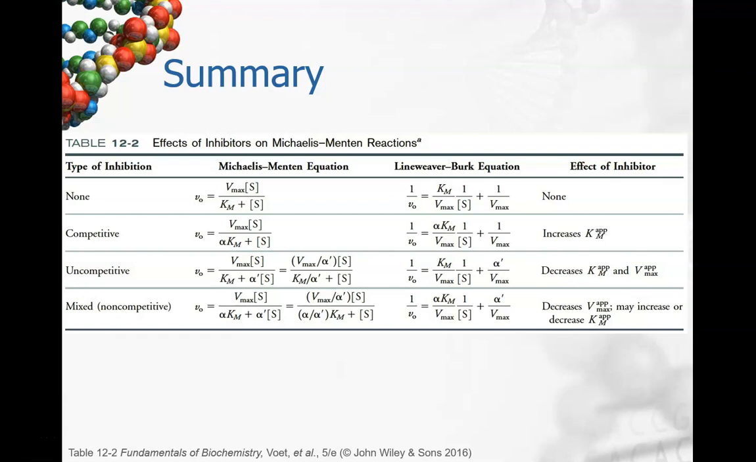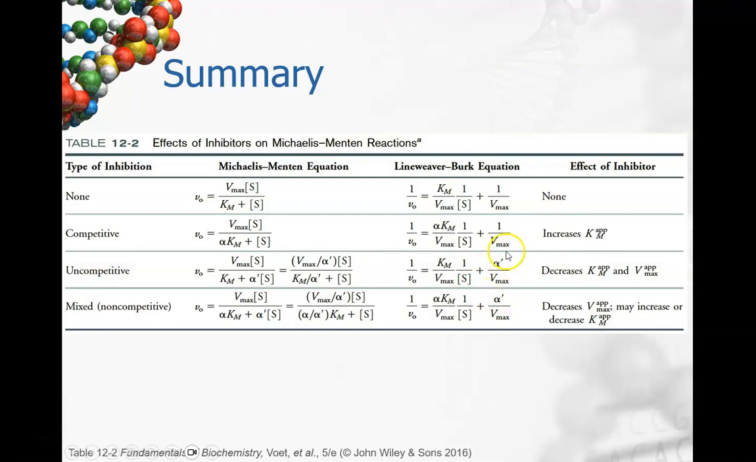So, to summarize, if we look at the Michaelis-Menten equation and the Lineweaver-Burk equation, they have these factors called alpha and alpha prime, so we will not worry about those right now. But this is the Michaelis-Menten equation, this is the Lineweaver-Burk equation. For competitive inhibition, the Vmax stays the same. So if you look at the y-intercept, there's no change. The Vmax stays the same, but the Km goes up. For uncompetitive inhibition, both the Km and the Vmax go down, and they go down to the same extent.